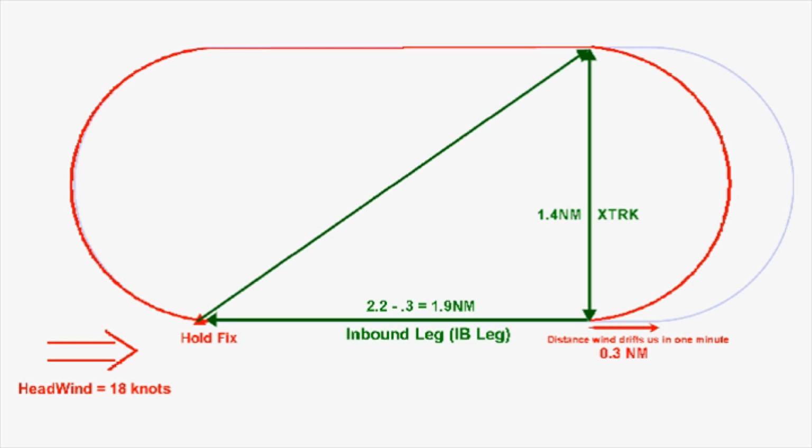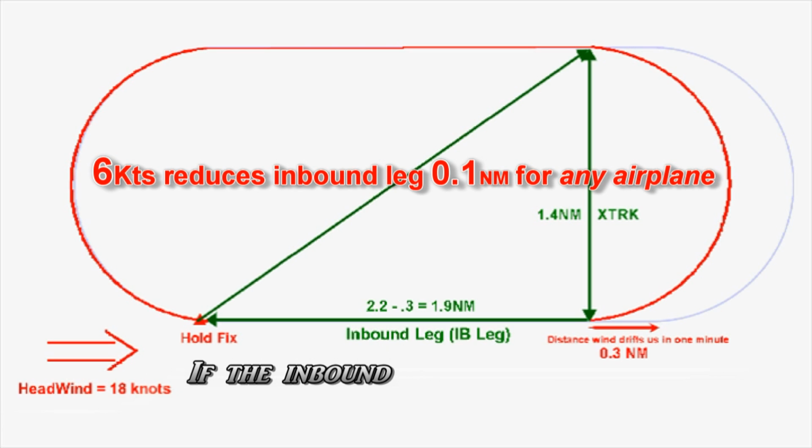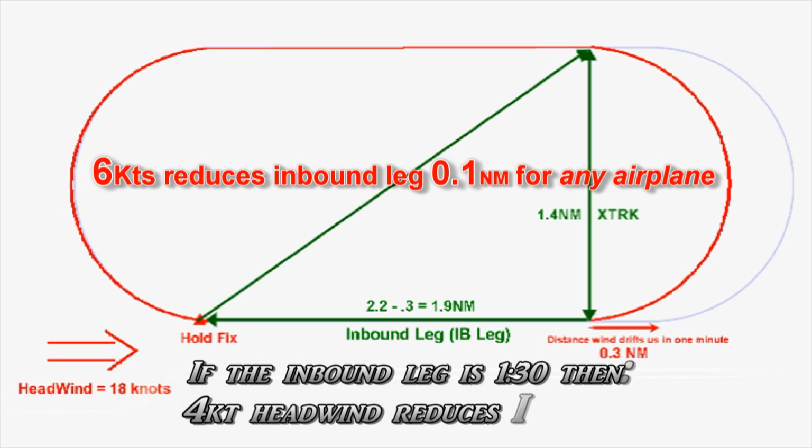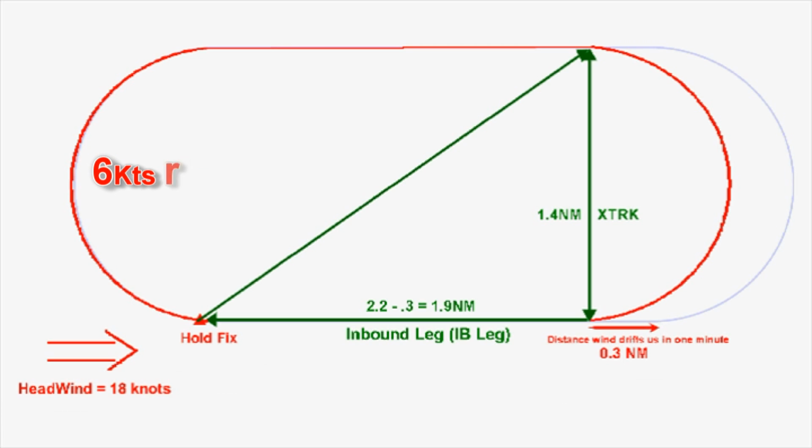I would like to emphasize that this rule is universal. Once you know the length of the inbound leg in zero wind for whatever airplane you are flying, shorten the leg by 0.1 miles for every 6 knots of headwind. By the way, to keep things simple, I am only explaining 1 minute holds. For high altitude 1.5 minute holds, the rule is 4 knots of headwind or tailwind changes the inbound leg 0.1 nautical miles.